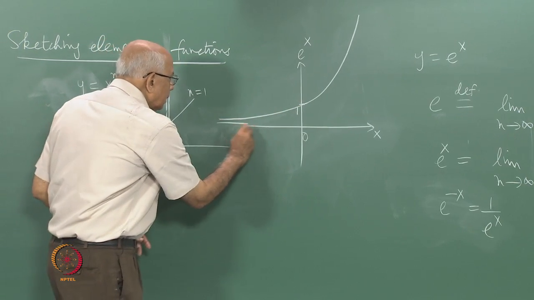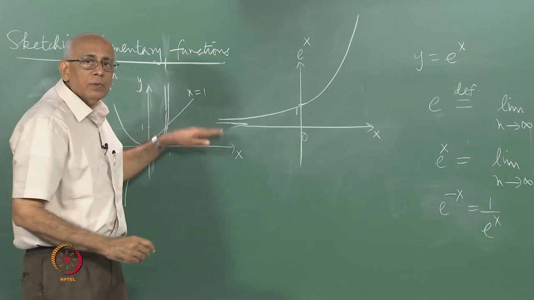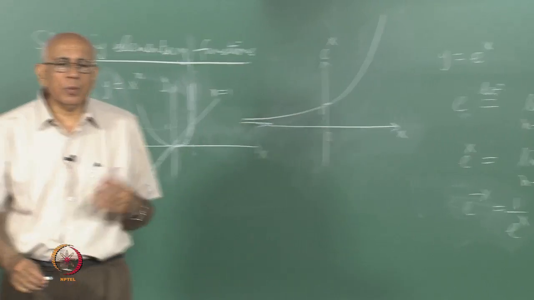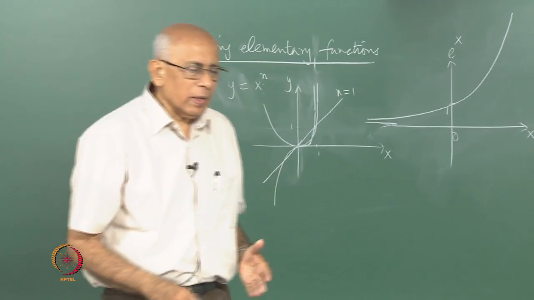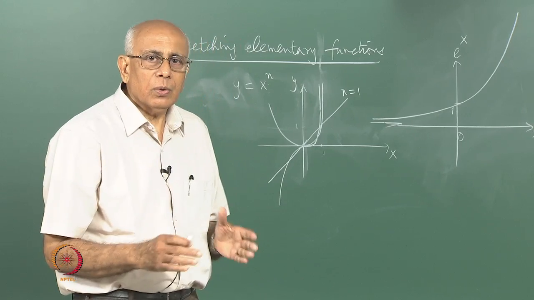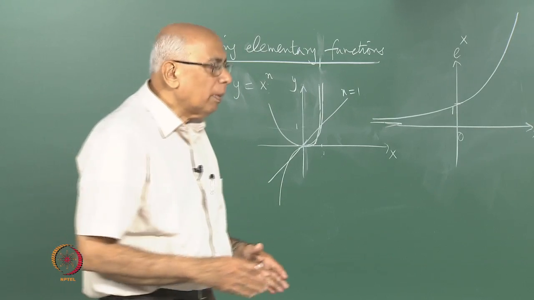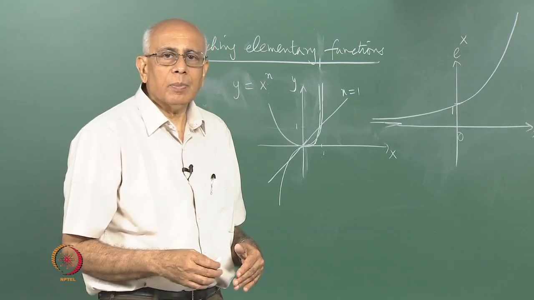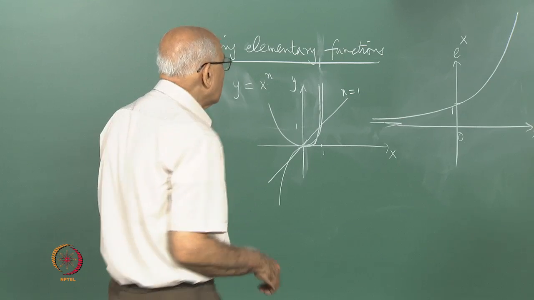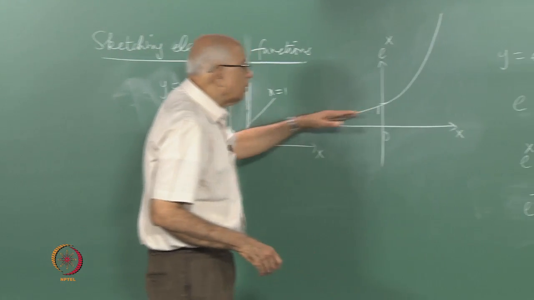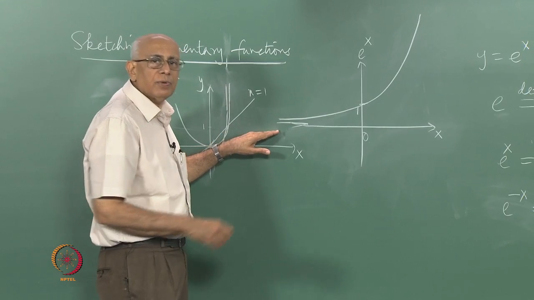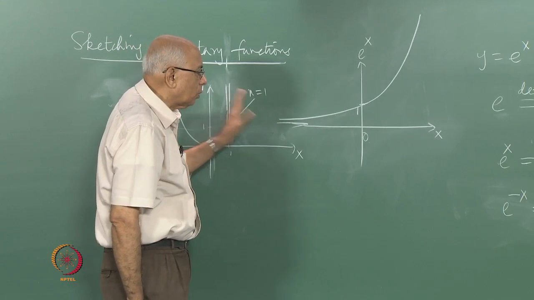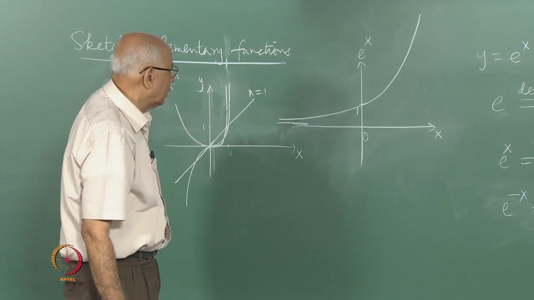Once again, it goes to 0 faster than any reciprocal power of x. 1 over x to the 100 certainly goes to 0 when x tends to infinity, much faster than 1 over x to the power 10. On the other hand, e to the minus x goes to 0 even faster, much faster than any reciprocal power, negative power of x out here.